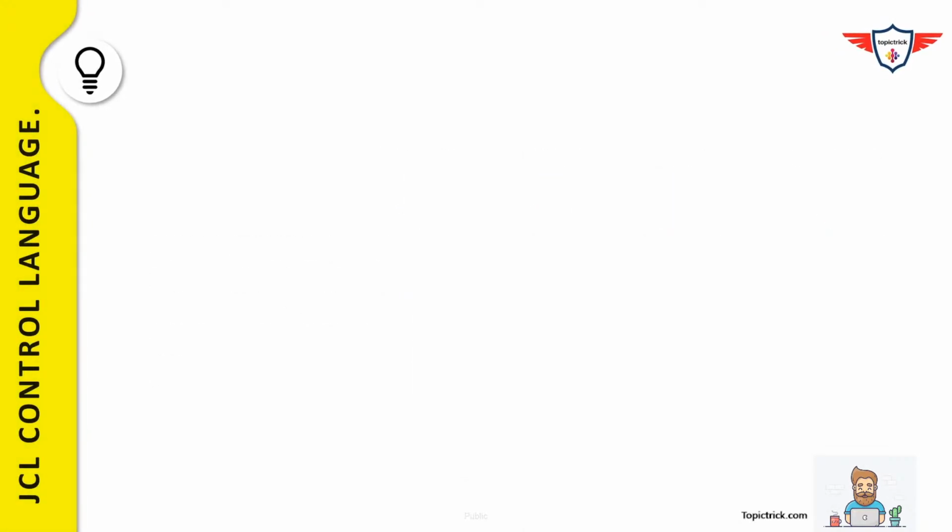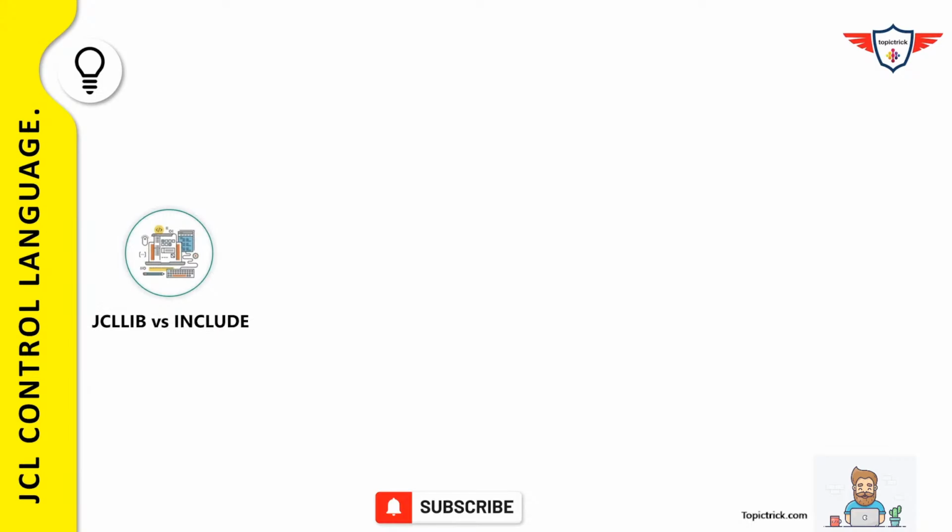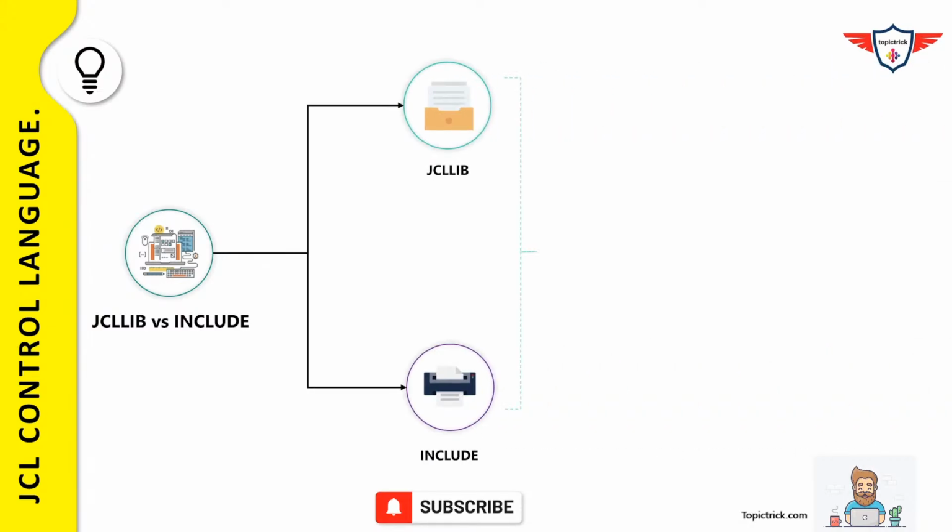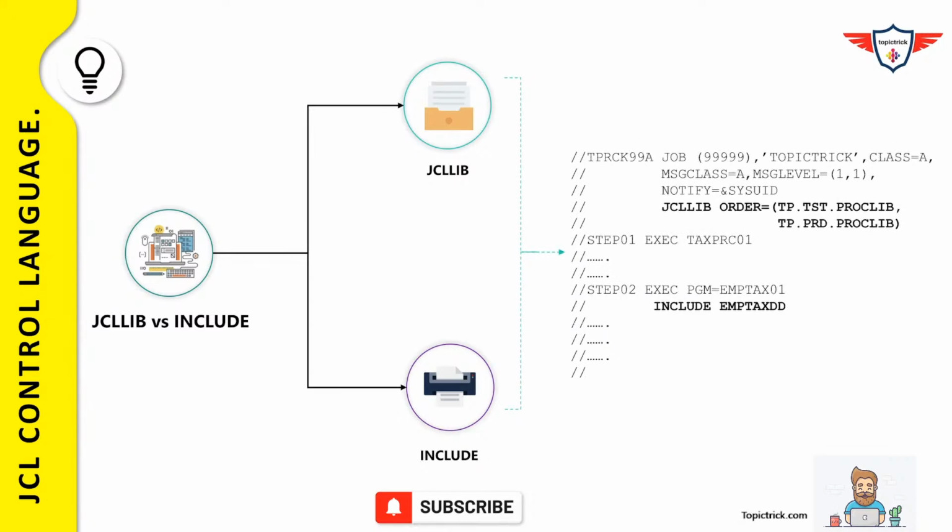Now let's talk about the last topic of this particular video, that is, what is the difference between JCL lib and include statement. So as you know, sys1.proclib is normally used to store system-oriented catalog procedures, the procedures which are supplied by IBM. Now let's say you have created a catalog procedure and you have stored that in your personal PDS. In order to invoke that catalog procedure from your personal PDS, you need a JCL lib statement in your JCL. Otherwise your JCL is going to fail, because by default it will search for your catalog procedure in the system library, that is sys1.proclib, and you have stored that in your personal PDS, so JCL will fail, right?